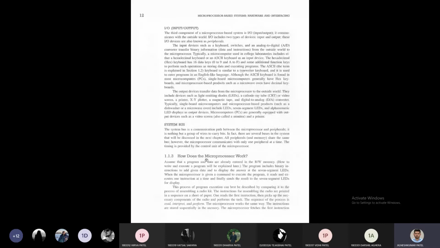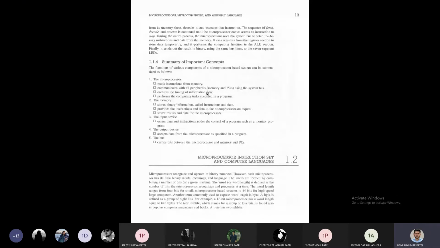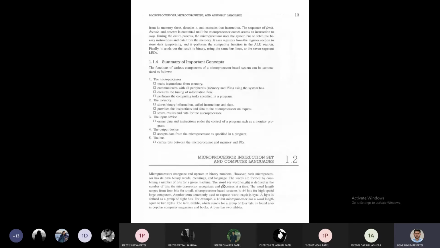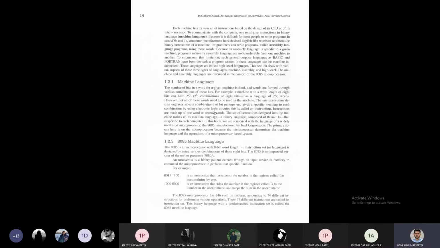Then this is interesting. How does a microprocessor work? This is generalized. Everything written in this book for the first chapter is generalized. It is not related to 8085. Then what is machine language? What is the language of 8085?